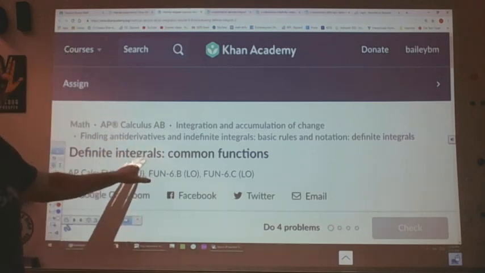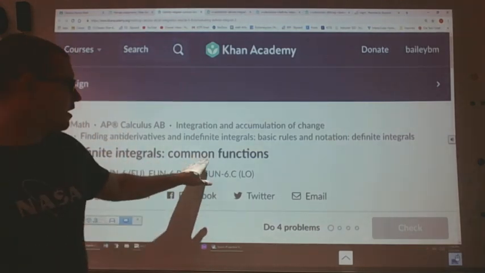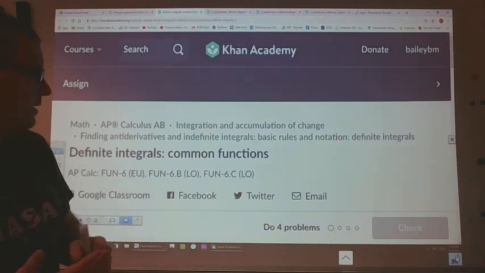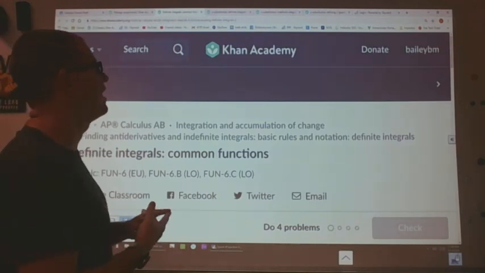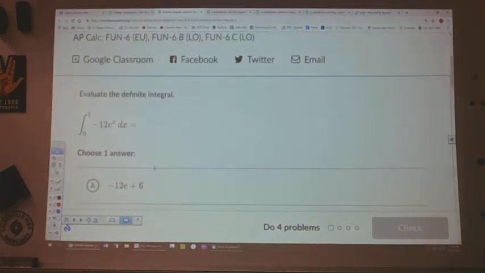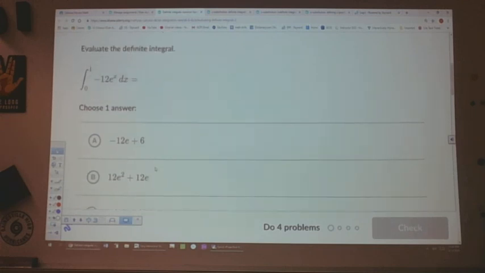Last exercise is the definite integrals of common functions. Common functions, a to the x, e to the x, natural log x, sine x, cosine x, polynomials, things like that. Let's see what Khan Academy focuses on here. So, evaluate the definite integral from 0 to 1, negative 12 e to the x.